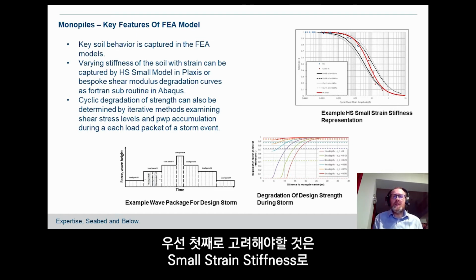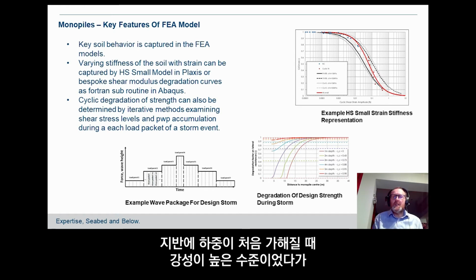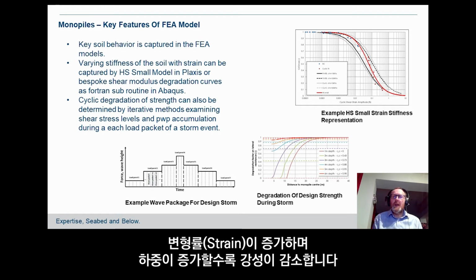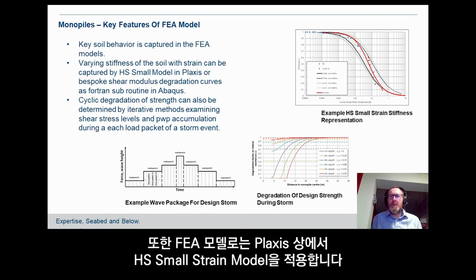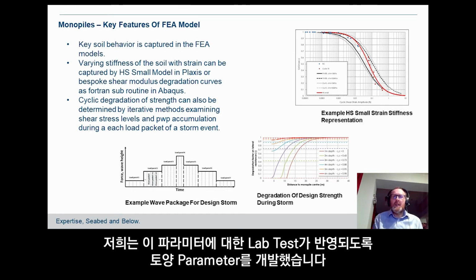The first aspect is small strain stiffness. As the ground is initially loaded, it has quite high stiffness, and then as it's strained under increased loads, the stiffness tends to drop off, and we end up with this S-shaped curve of stiffness degradation with strain. In the FE models, we use different soil models like the HS small strain model in Plaxis to model this, and we developed soil parameters to reflect lab tests on these particular parameters.